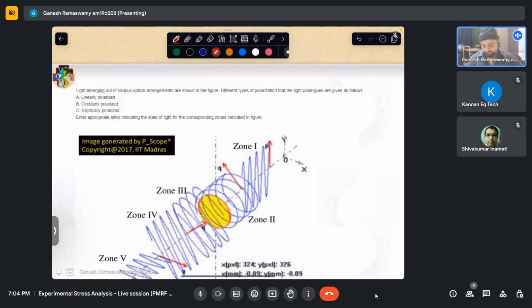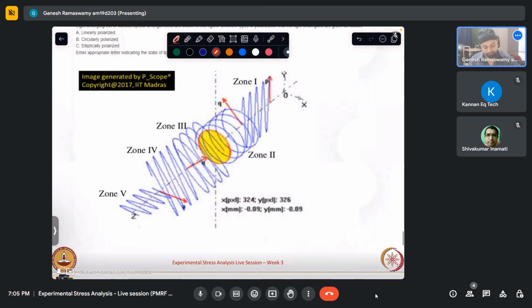Okay, so let us look at this question. Light emerging out of various optical arrangements is shown in the figure. Different types of polarization that the light undergoes are given as follows. A is linearly polarized, B circularly polarized, C elliptically polarized. Enter the appropriate letter indicating the state of light corresponding to those different zones.